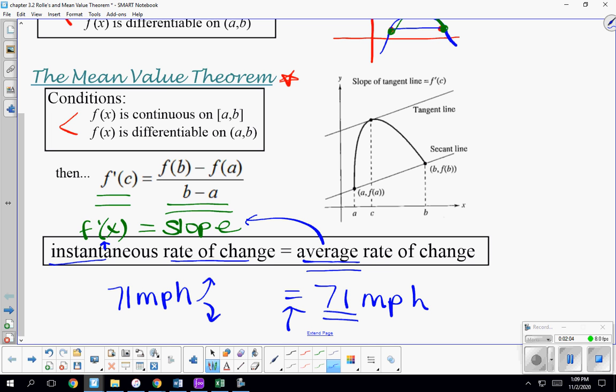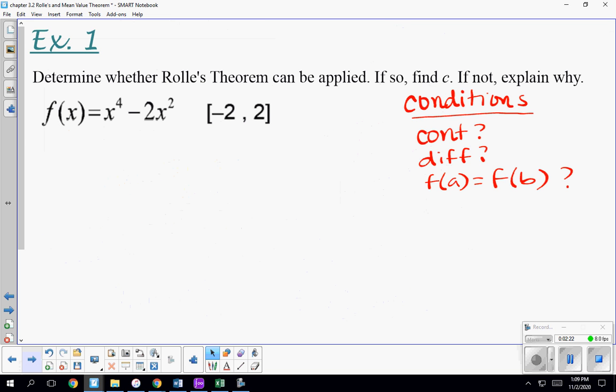And you can see from our picture, if we were to calculate the slope between 2 points, that gives me my average rate of change. There has to be at least 1 point in between the two at which the tangent line has exactly the same slope, at least once. So we're going to look at some examples.